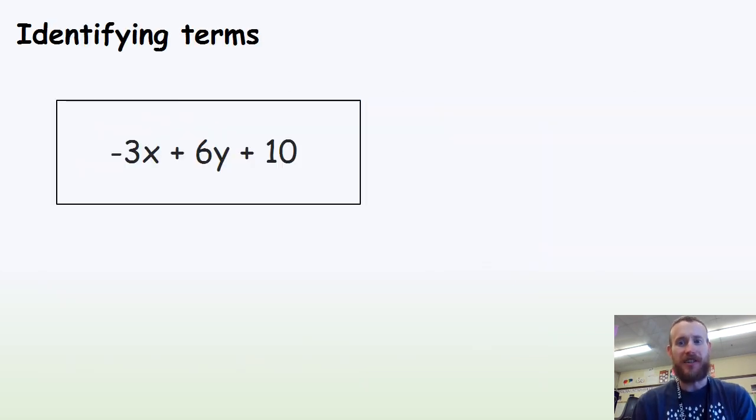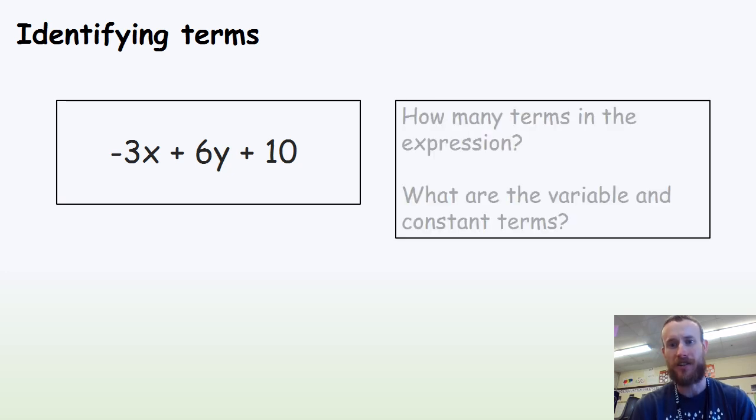So looking at this expression, identifying the terms. So our expression is negative 3x plus 6y plus 10. You might think about how many terms are there? How many do you see? And what are the variable terms and the constant terms? So think about that for a second. How many terms in the expression and what are the variable and constant terms?